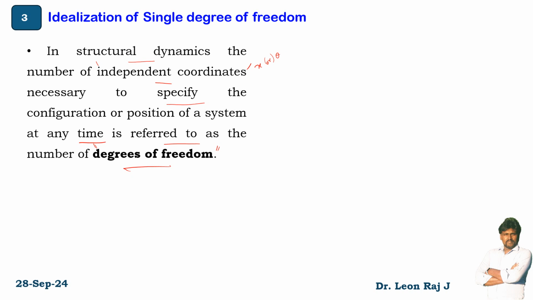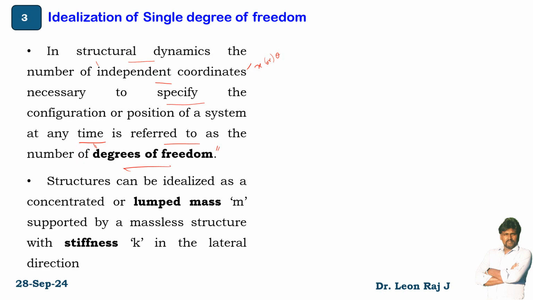So these are the independent coordinates required to define the configuration or position of the system. Structures can be idealized as a concentrated lumped mass M supported by a massless structure with a stiffness K in the lateral direction. The spring is a massless structure and the whole mass is lumped at a point, that is called lumped mass. So this system is known as a spring mass system.